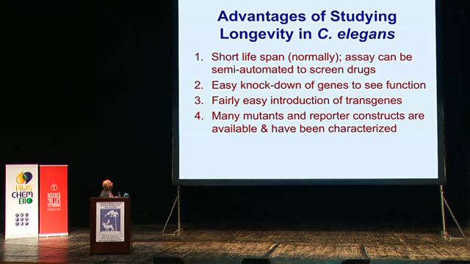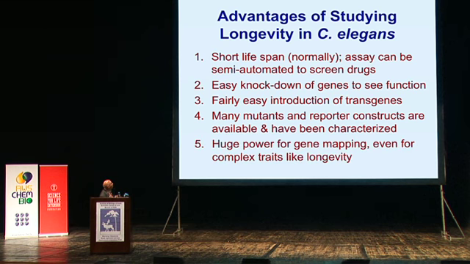Next. It's also fairly easy to introduce transgenes to begin to express something that was not made. Next. And we already have a lot of mutants and reporter constructs to help us with the analysis. Next. And there's a huge power for gene mapping, even for something that is complex with many, many genes contributing to traits such as longevity. And this is important because longevity is a difficult trait because of its multigenic nature.